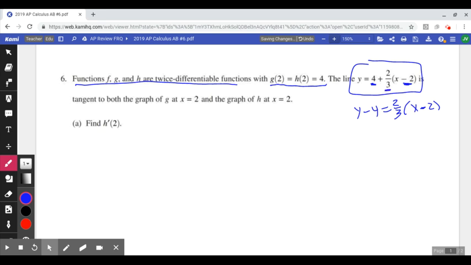So if you pick that one apart, you can actually figure out some good information. And it confirms what we know about g and h, that when x is 2, y is 4 for each one of those. For part A, we want to find h prime at 2. Well, h prime at 2 is the derivative or the slope of the tangent line to h when x is 2. So if we take a look at our tangent line slope right here, that's going to be 2/3.